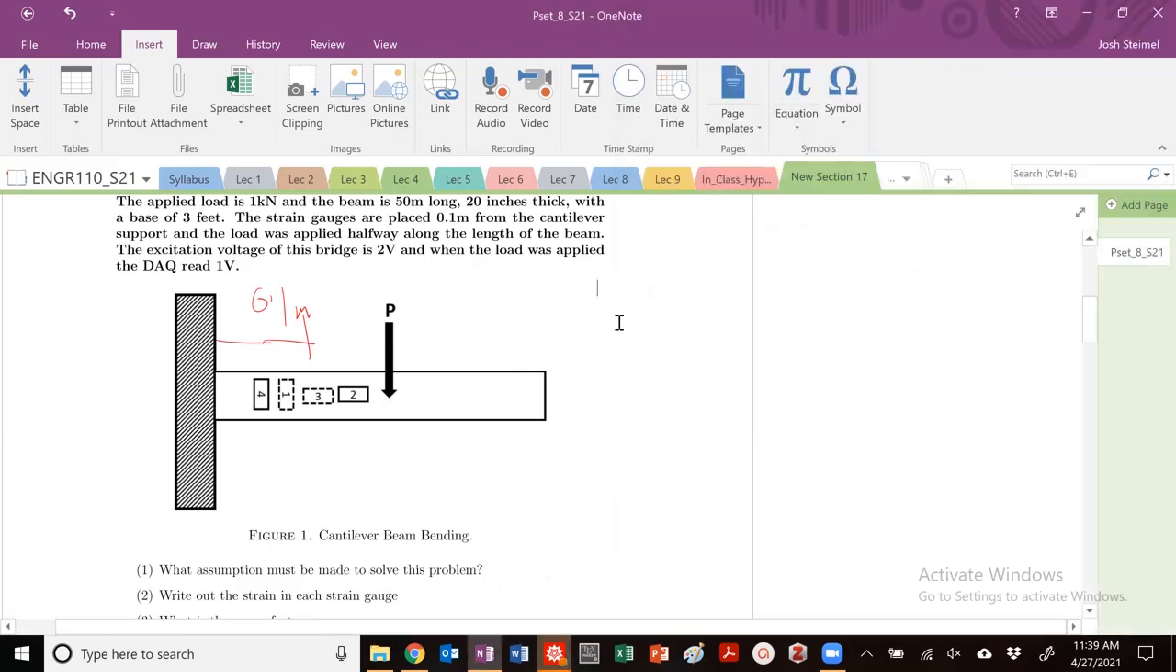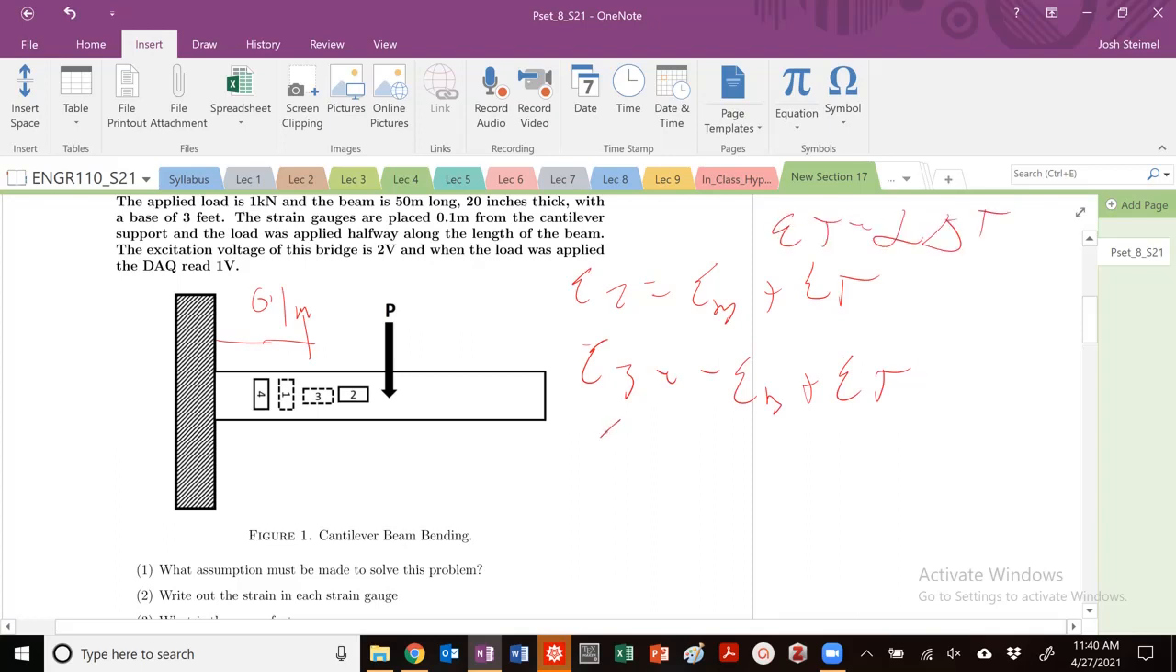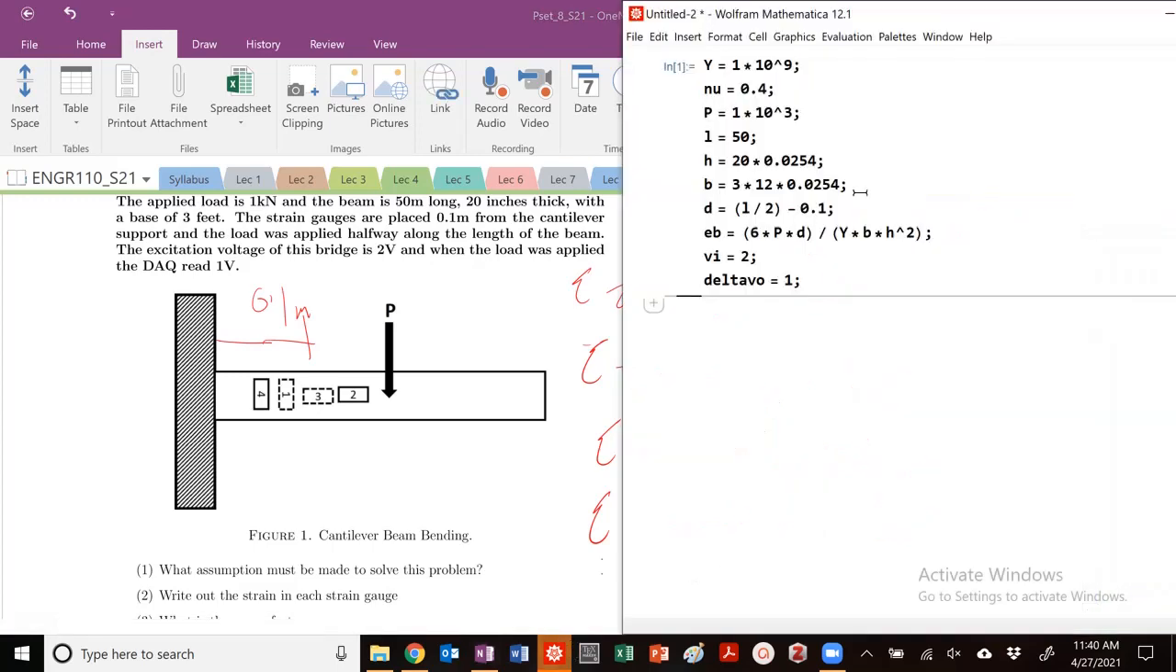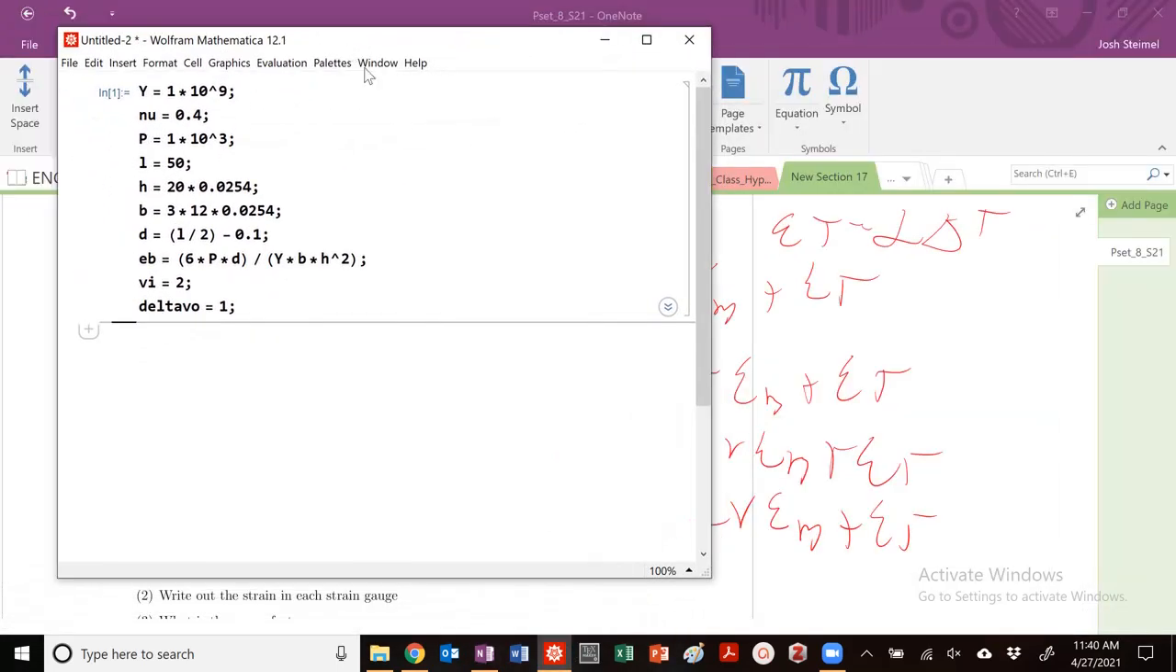Write out the strain in each strain gauge. Our strain in gauge 2 is going to be equal to epsilon bend plus epsilon T. The strain in gauge 3 is equal to negative epsilon bend plus epsilon T, where the thermal strain is equal to alpha delta T. The strain in gauge 1 is going to be compressed, so it's going to be plus nu epsilon B plus epsilon T, and the strain in gauge 4 is going to be minus nu epsilon B plus epsilon T. Let's define that all nice and clear right here.